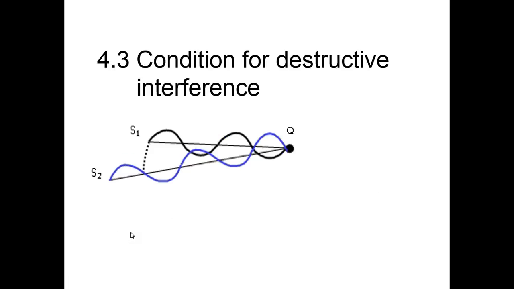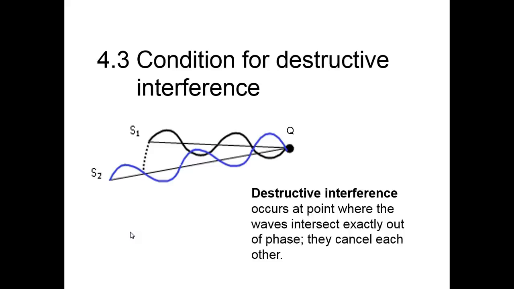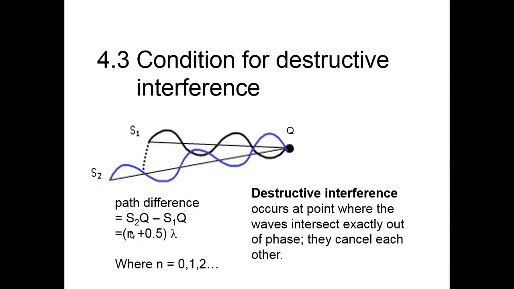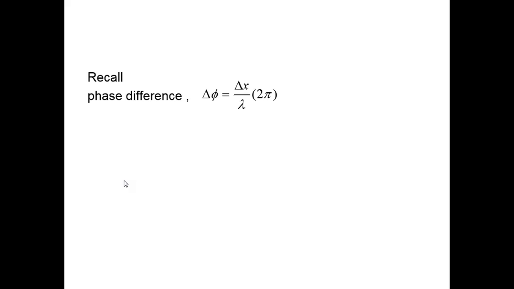Condition for destructive interference: that will be when the two waves meet exactly out of phase. Exactly out of phase means 180 degrees out of phase. They will cancel each other. So the path difference in this case will be equal to a half lambda, as shown in the diagram here, or it could be 1.5, 2.5 lambda, and so on.